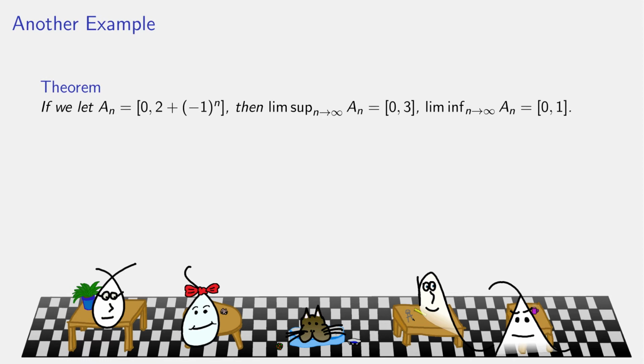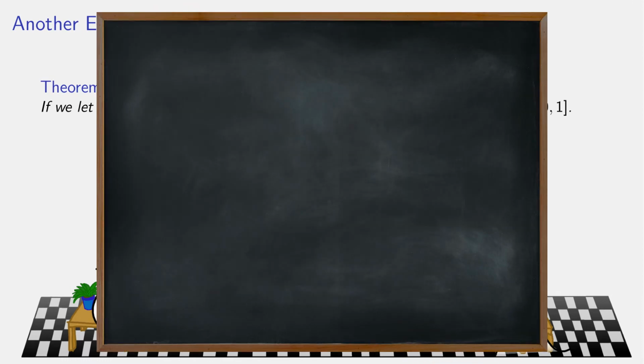So here's another example. a_n is an interval of the following form, 0 to 2 plus negative 1 to the n. I claim the Limsup is the interval from 0 to 3, and the liminf is the interval from 0 to 1. So let's take a look at what these intervals do, okay? So we've got 0, 2, 2 plus negative 1 to the n. This is our interval a sub n.